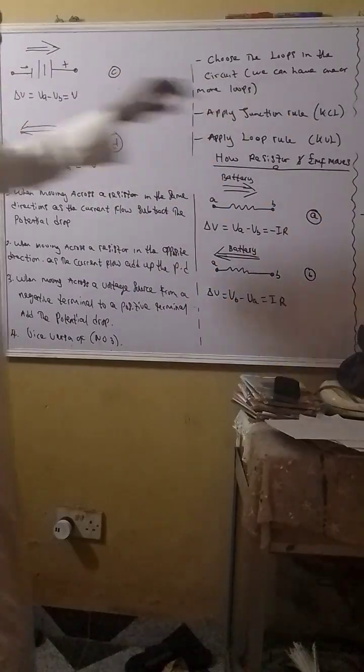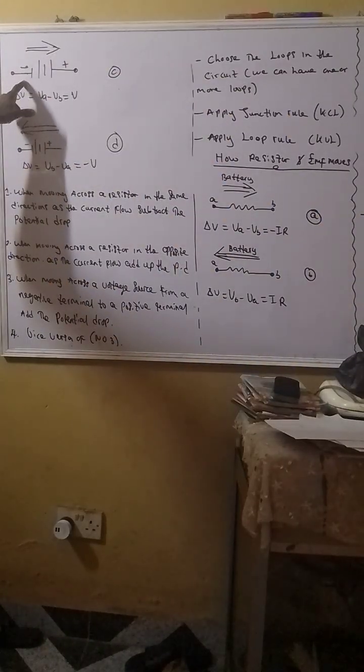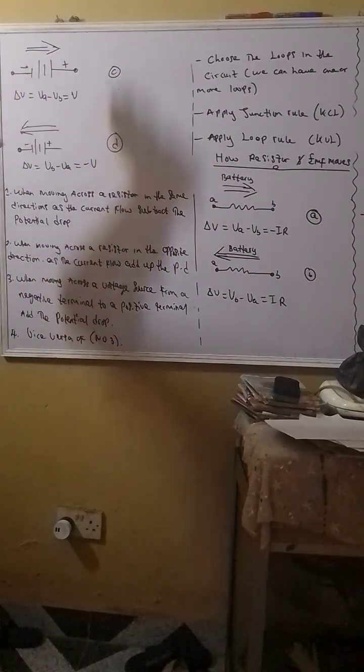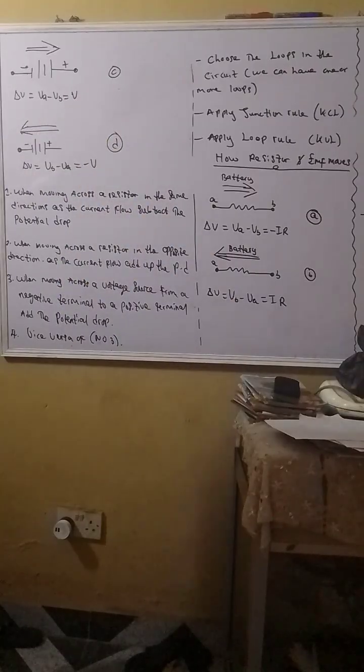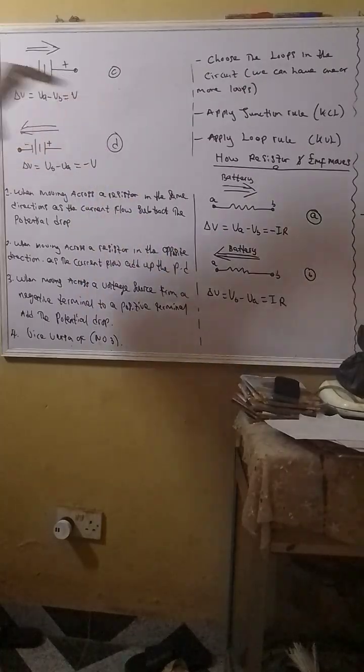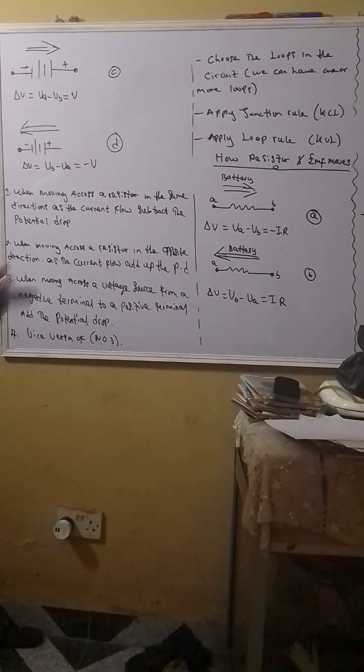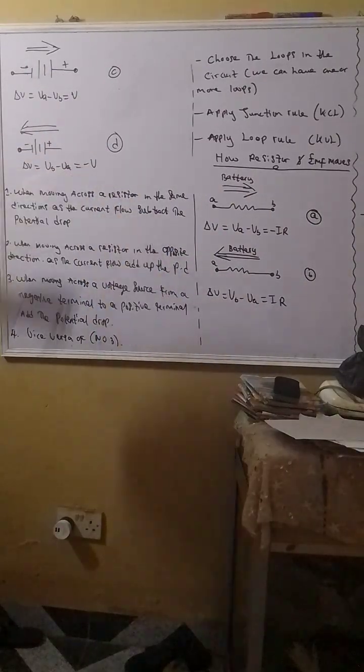Now at that point, when I'm moving from a negative terminal to a positive terminal, starting from negative, your voltage would be a positive one. That's the potential rise. Now, if it's moving from positive through negative, do you get what I'm saying? The voltage would be a negative drop.